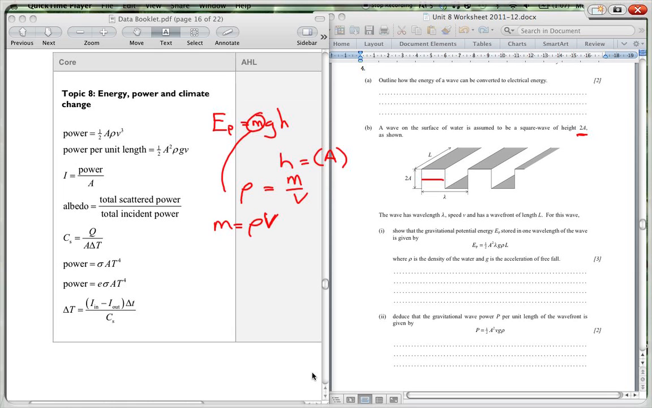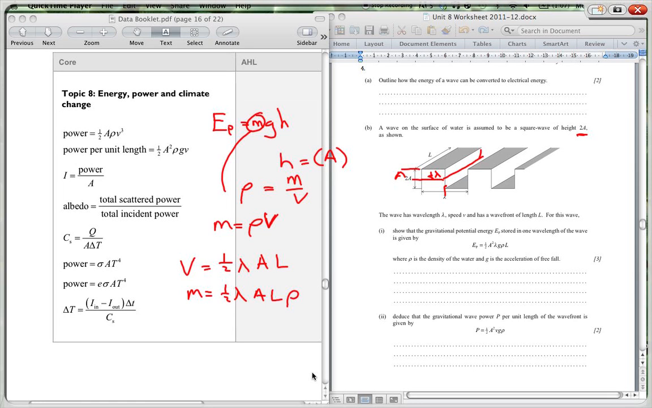So our volume is going to equal, it will basically be this portion over here, because this is your crest, which is moving to and fro. So your volume is going to be that length over there. It's going to be a half wavelength there. This is a and length. So our volume is going to be a half lambda a l. And therefore our mass is going to equal a half lambda a l rho.